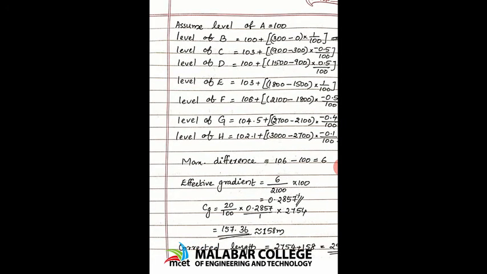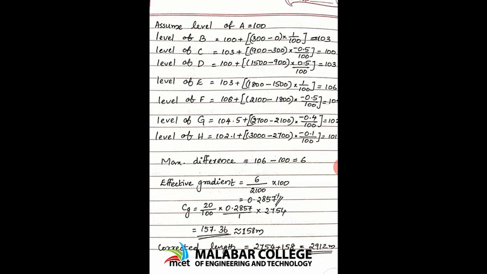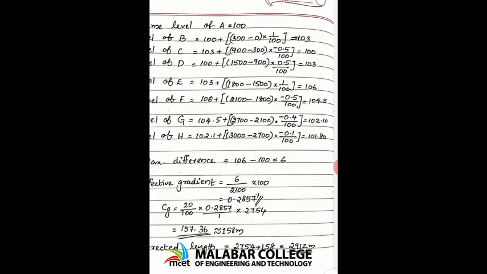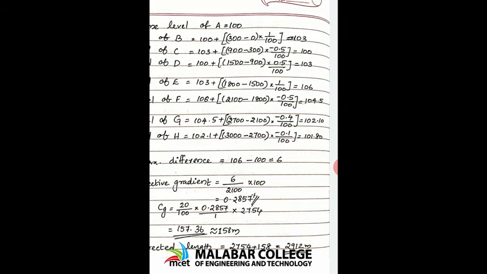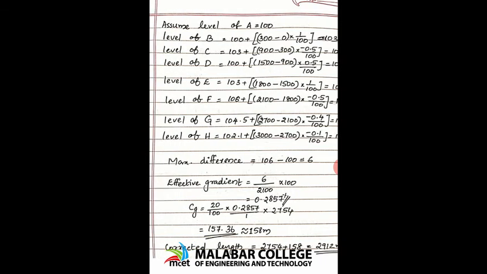Then find out the level of H. That is equal to the level of G, 102.1, plus the chain length difference, 3000 minus 2700, into tan theta gradient minus 0.1%, that is minus 0.1 by 100. That is equal to 101.8, which means point H is below G.